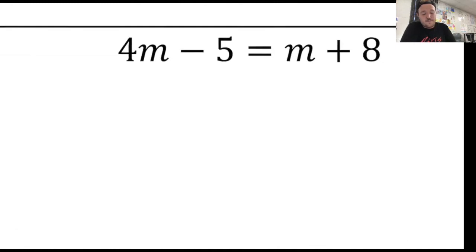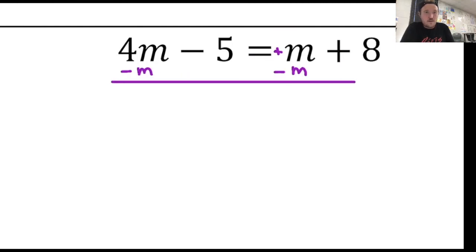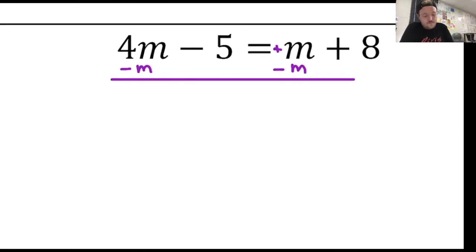All right, looking at the next one. Remember, whenever you have the variable on both sides, you want to move the smallest variable first. So between 4m and m here, you only have one m here. So this is the variable that you're going to move to the other side. Because it's positive, you want to do the inverse, the opposite. So I'm going to subtract it on both sides. So 4m, and I take away one of them. So 4 minus 1 gives you 3m minus 5 equals 8. So these m's here, they zero out.